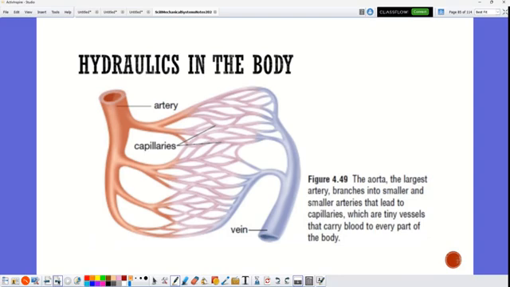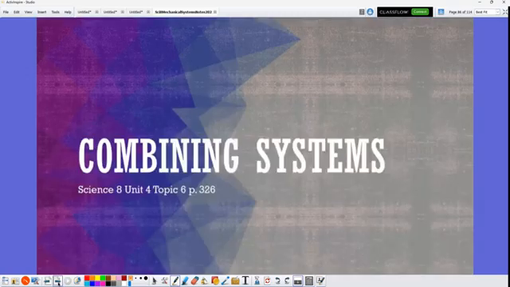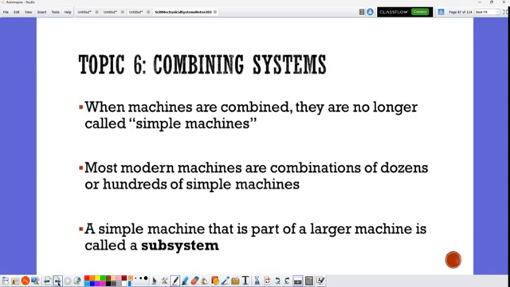And we use hydraulics in our body as well. This is where the blood vessels carry blood around, and we know the artery comes from the heart, the vein goes back to the heart, and capillaries are the intermediate where the diffusion tends to occur. And then we can combine systems as well. Now we're into topic 6, combining systems.